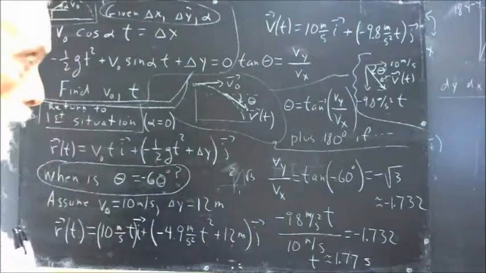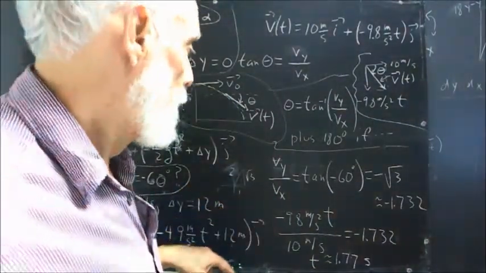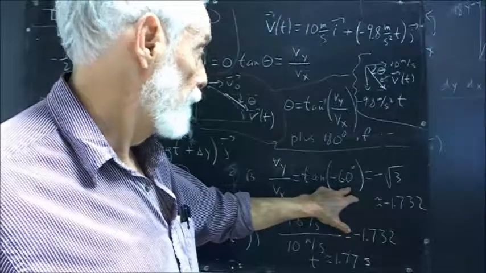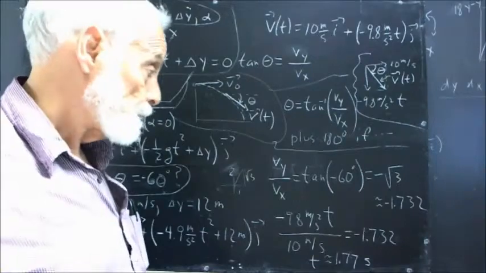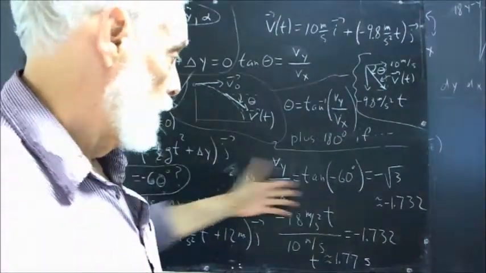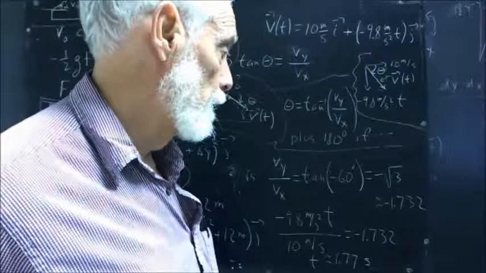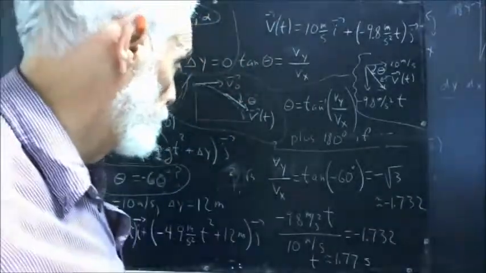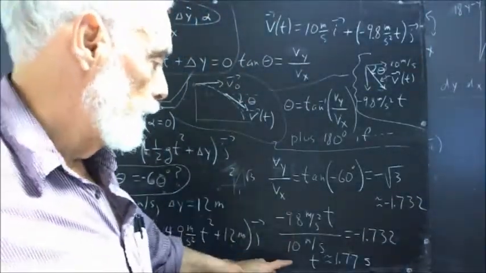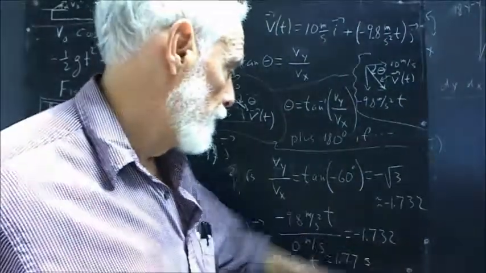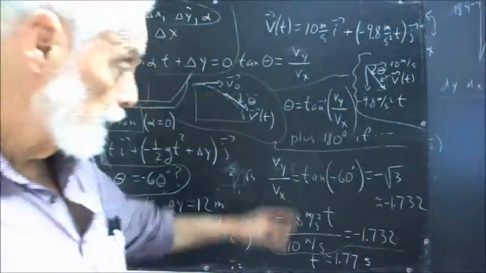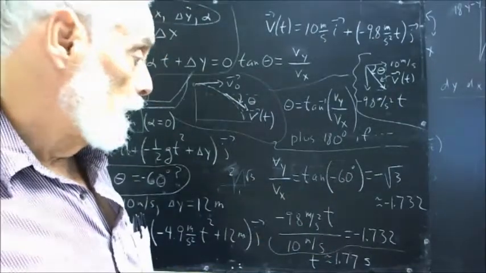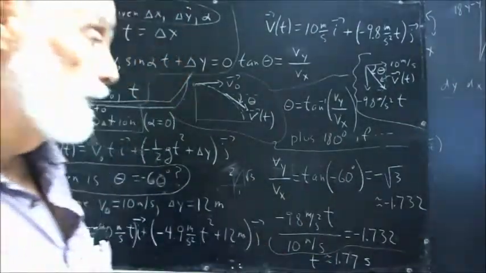So the solution is rather straightforward. We have vy over vx is going to be the tangent of negative 60 degrees. That's how we define the angle. And the tangent of negative 60 degrees is negative square root of 3, which is approximately negative 1.732. We can put our vy and our vx in here, set that equal, and that gives us an equation we can solve for t. It's a very straightforward equation. Just solve it, and you get t equals 1.77 seconds.